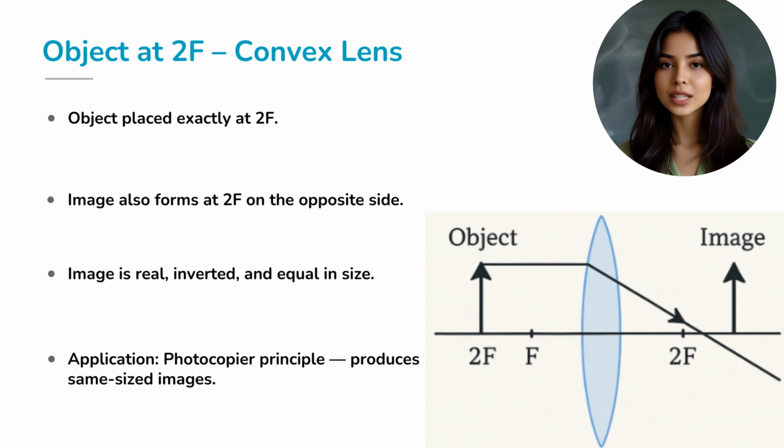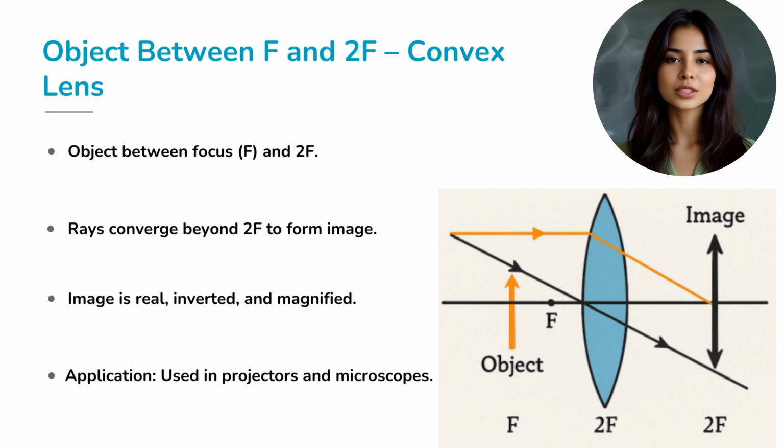So, the takeaway here: object at 2f gives image at 2f, real, inverted, and equal in size. Simple, symmetric, and super useful in everyday machines. Now students, let's move our object a bit closer, this time placing it between the focus f and twice the focal length 2f. What happens here is quite interesting.